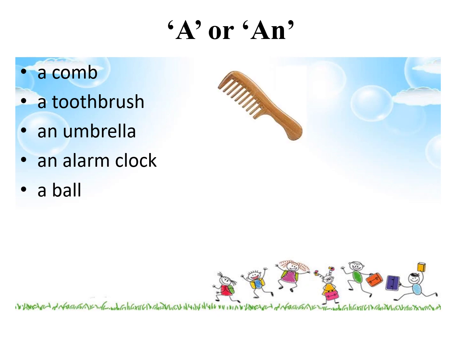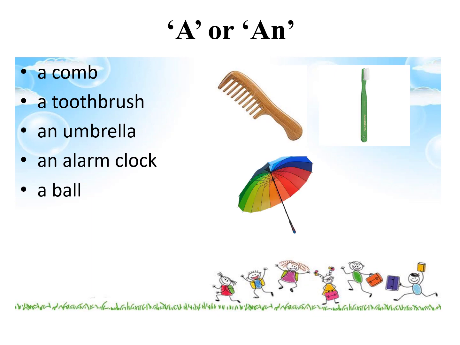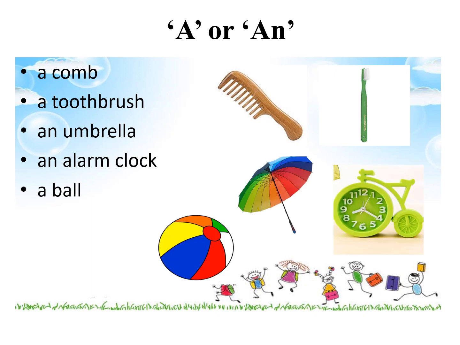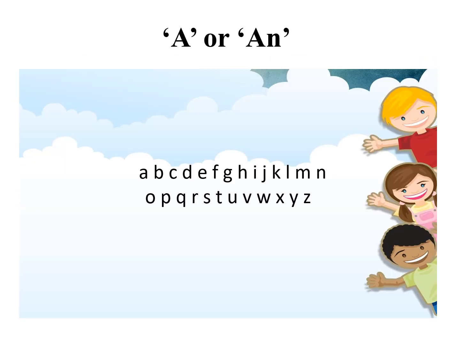Let's see the list Jenny has made. A comb, a toothbrush, an umbrella, an alarm clock, a ball. Have you noticed that there are some words in the list that have article an before them, and there are a few words that have article a before them? Do you know why? Let's find out.